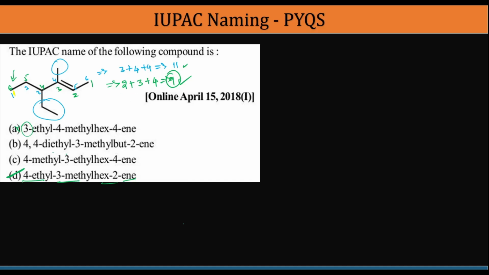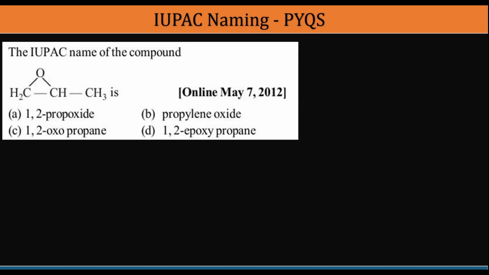And for the diethyl option, there are no diethyl. They didn't consider this as the whole carbon chain. But what do we need to select? We need to select the longest parent chain. So this is also not correct. And this one also, for methyl they have given again, they took a different order. Yeah, option D is the correct answer for this.